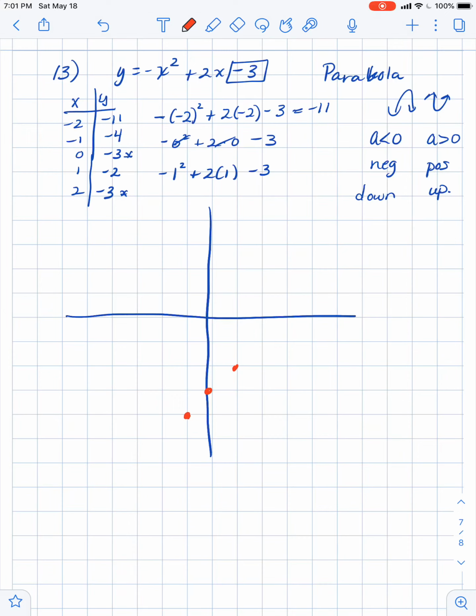And I have, did I count that right? -1, -4, 0, -3, 1, -2, and then 2, -3. Okay, now what you got to remember, this almost looks like a straight line, but it is a parabola, so it's got to curve. Okay, because remember, down here on this one, we've got to hit all the way to a -11. Okay, whoops, that is bad.